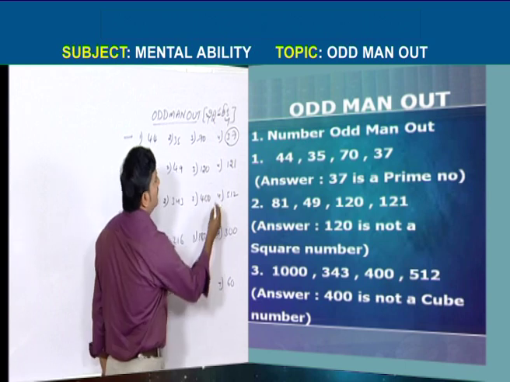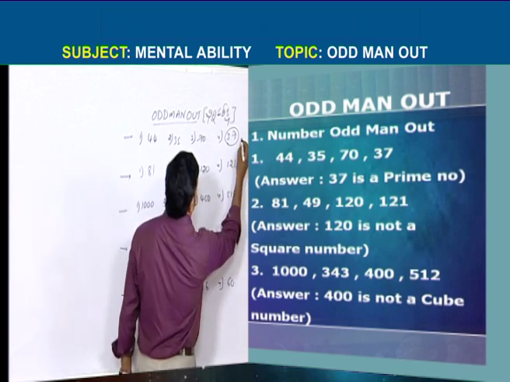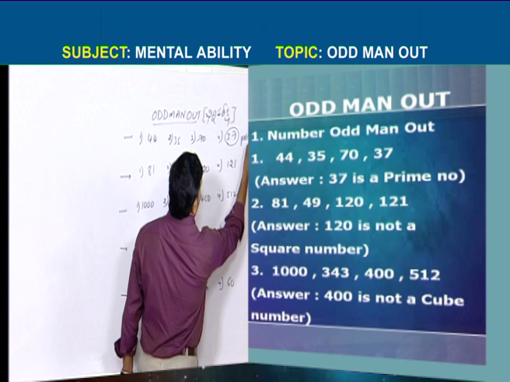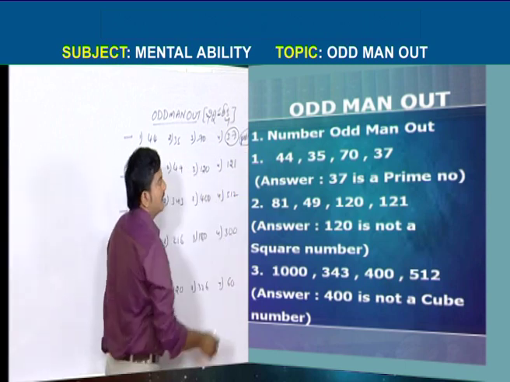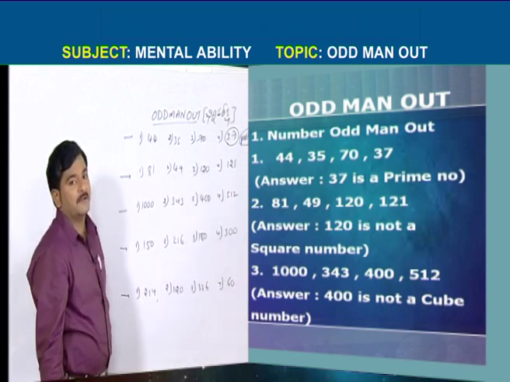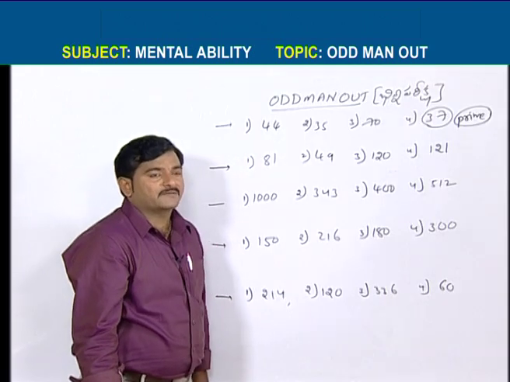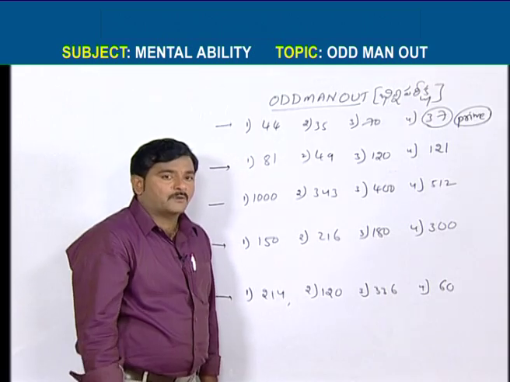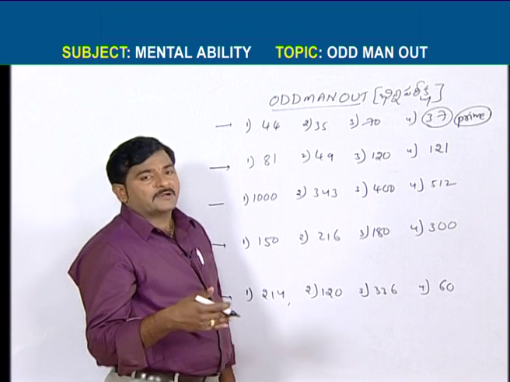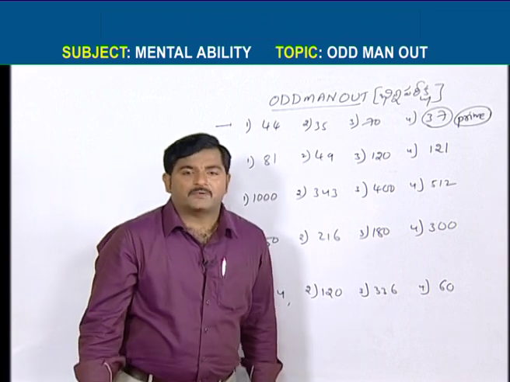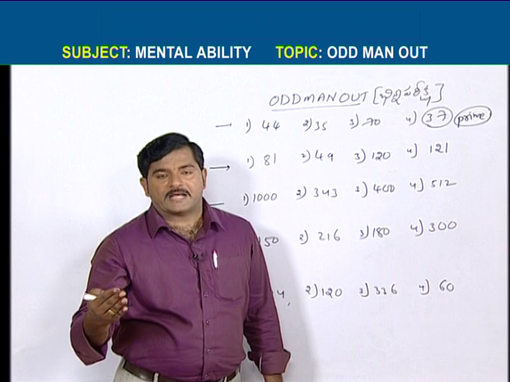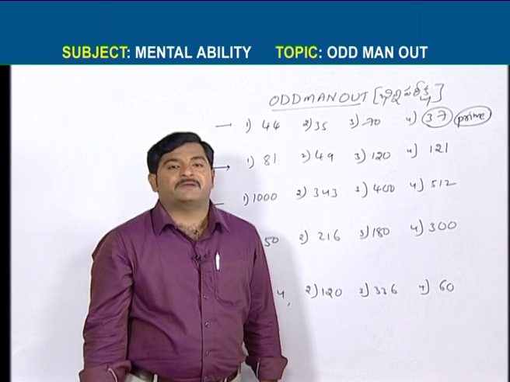What is the concept involved here? The concept is that 37 is prime, whereas the remaining are not primes. That is the logic involved in the first question. I hope you understood that. That's why you need to know the prime numbers at least up to 100. From 1 to 100 natural numbers, you have 25 prime numbers.